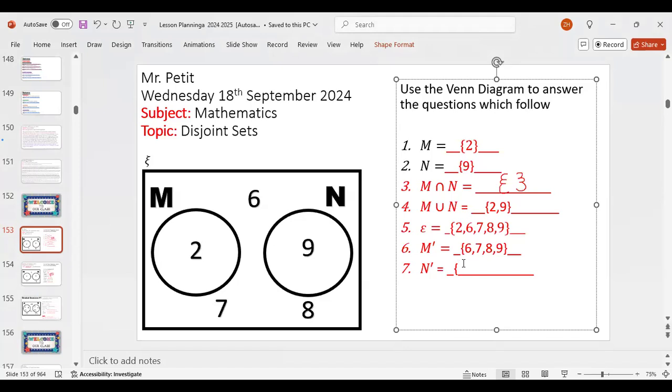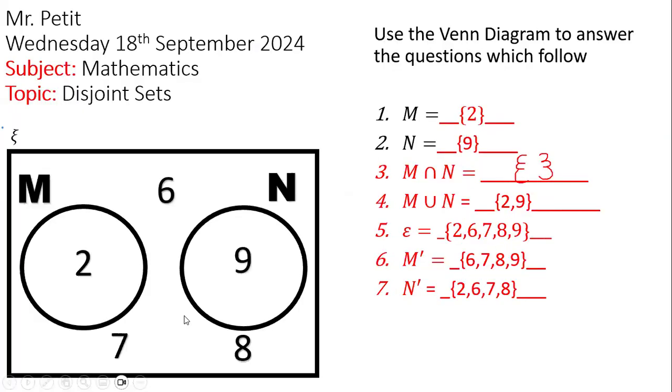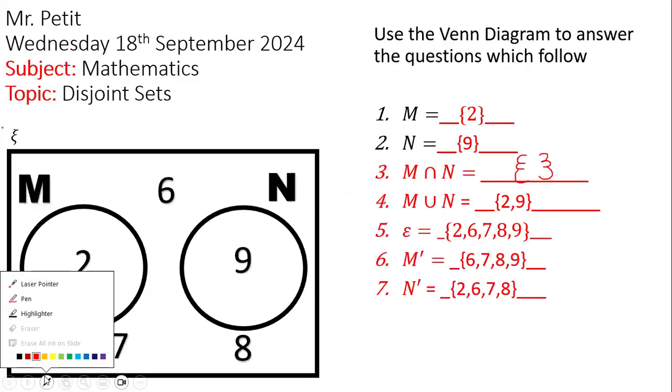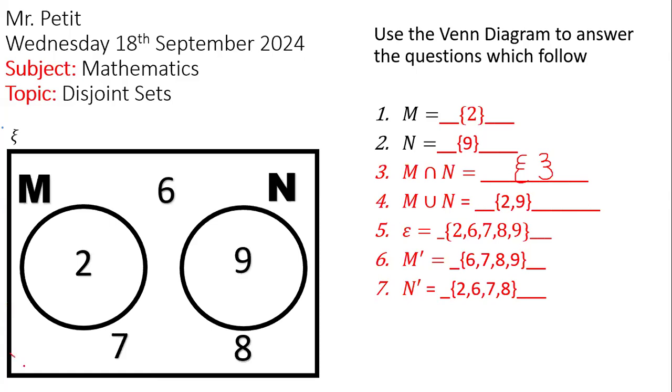So what do we have? Everything except for N. What do we have? Tell me. 2, 6, 7, 8. Very good. 2, 6, 7, and 8. That's the first thing. And so what we're going to do here is I am going to show you how to do it. We're going to do everything inside the universal set, all the elements inside the universal set, except for the 9.